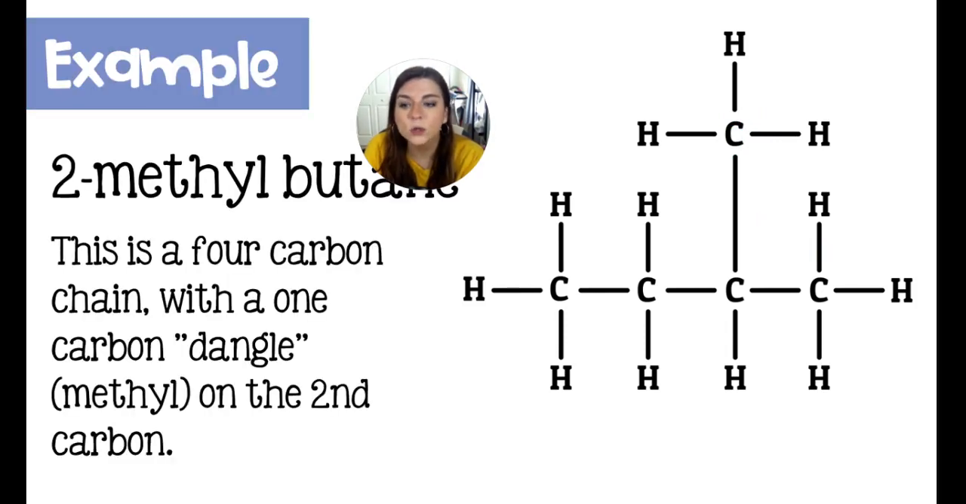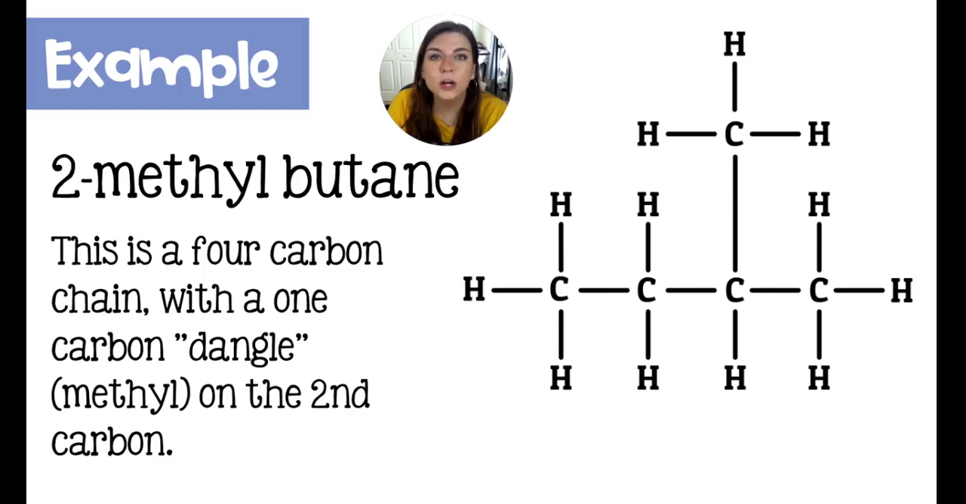So for that reason, we would call it 2-methylbutane. We have a 4-carbon chain, so we would call it bute. It's all single bonds, so the base would be a butane. On the second carbon, we have a 1 carbon dangle. So on carbon 2, we have a methyl group dangling off of the main chain.